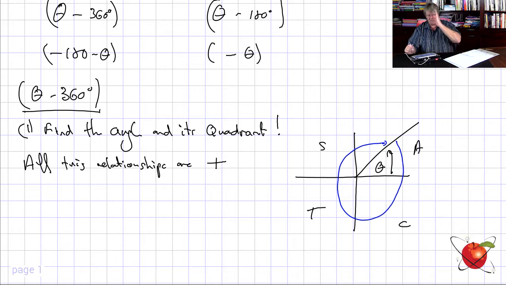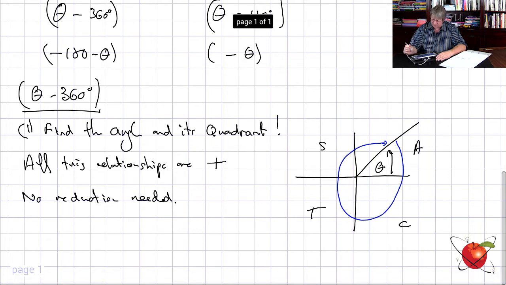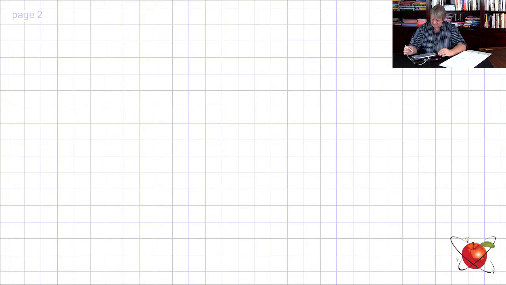So step 1 is I find where the angle is and then I apply these funny bits and pieces to it. Let's have a look at the next one. We say where it is, it's in quadrant 1, all formulas will work, and no reduction formula is needed. So we don't need a reduction formula. That's quite straightforward. Pretty simple.